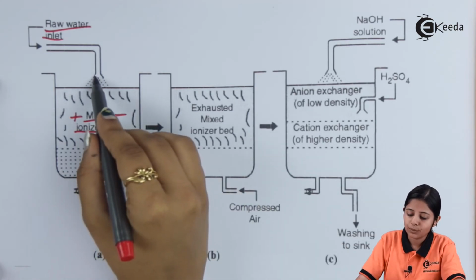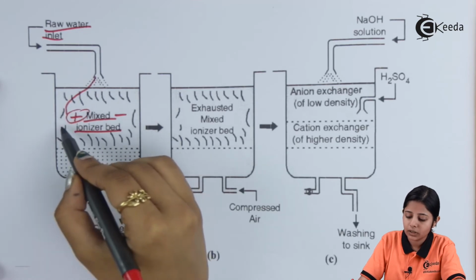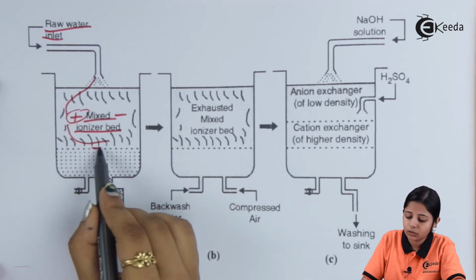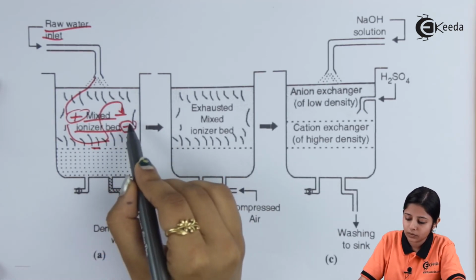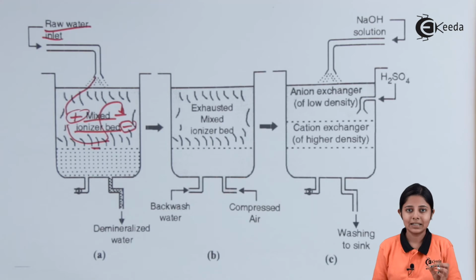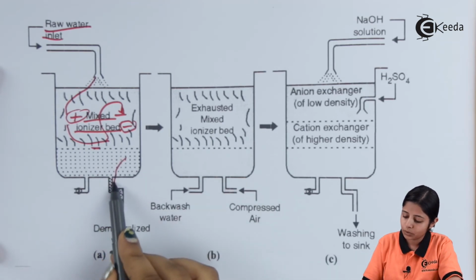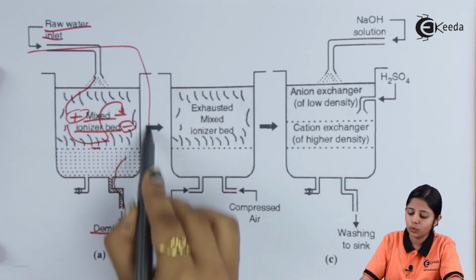So the raw water first comes from here, it goes into the cation exchange bed, all the positive ions are taken away. Now the water containing only the negative charge goes inside the anion exchange bed. From here all the negative charges are taken away. That means the positive ions are taken away and the negative ions are also taken away. We have no ions left in water. That means it is ion-free water, deionized water, also known as demineralized water. And this demineralized water comes out from here. This is the entire ion exchange process which they have shown over here in part A.